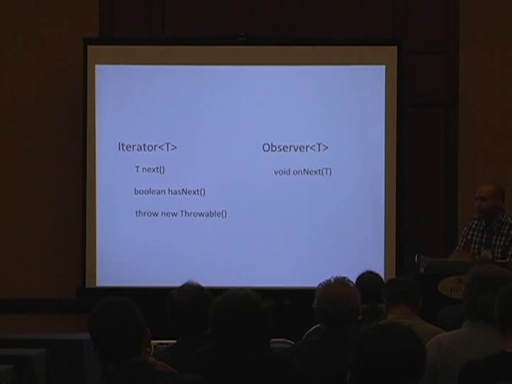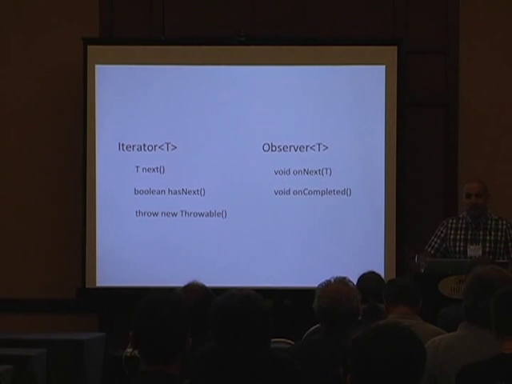But what happens when we add those two semantics to the observer? Well, after we call onNext with a piece of data, at some point we can just say onCompleted and say there's no more data coming out of the stream.